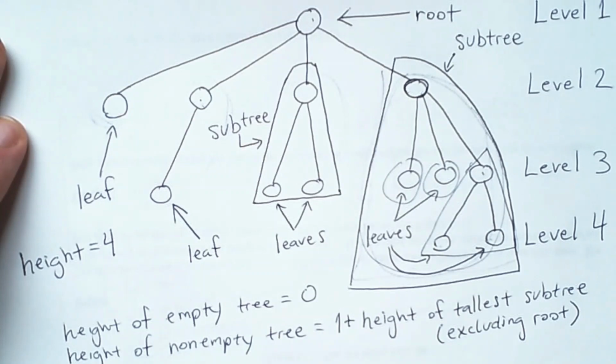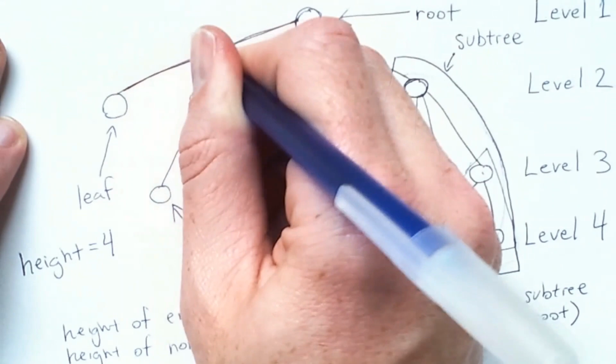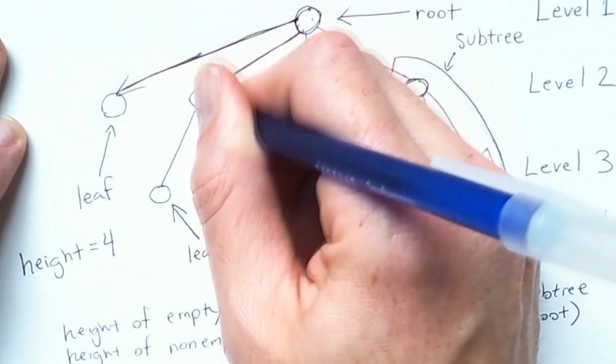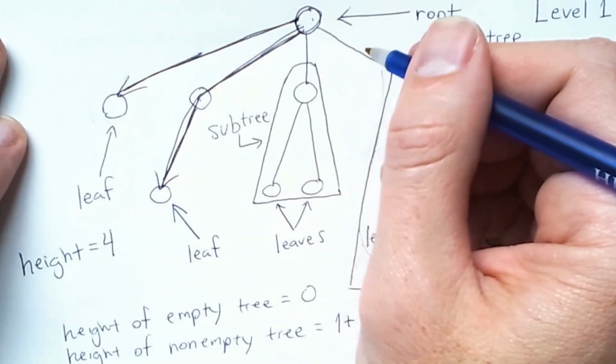One more way of thinking about the height is to define it as the length of the longest path from the root to a leaf. So where are all the leaf nodes here? Well, there's one path from the root to this leaf. There's another path from the root to this leaf. And we talked about the length of the path. Well, the length is the number of branches or edges you would traverse.